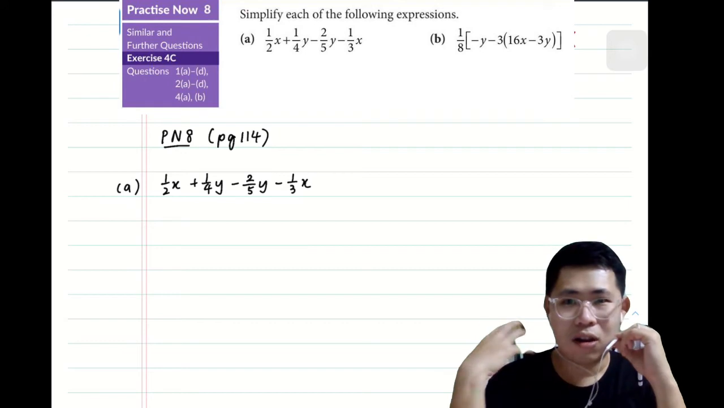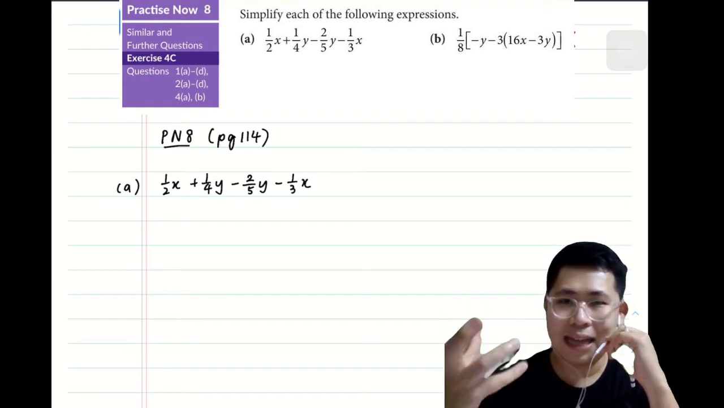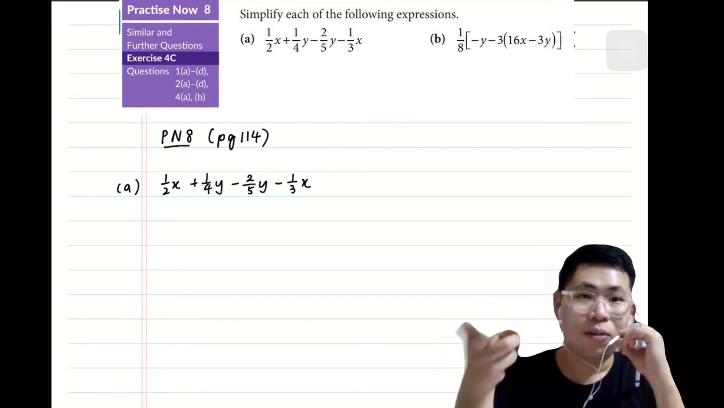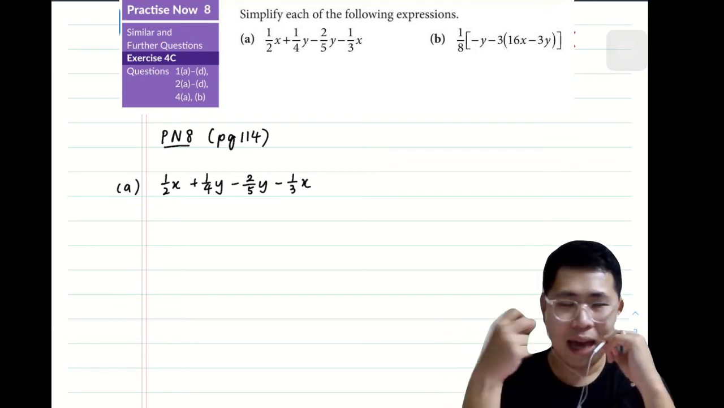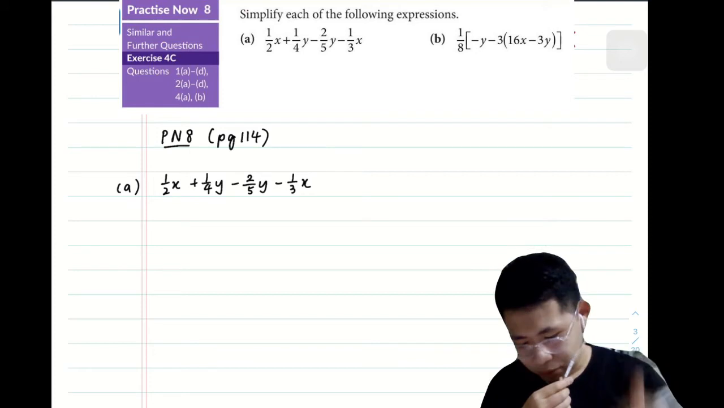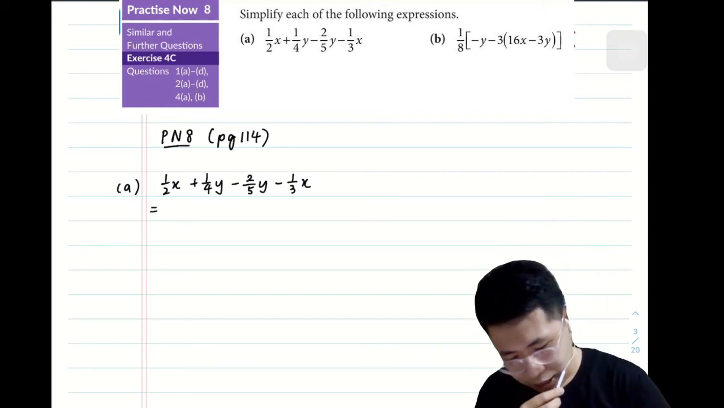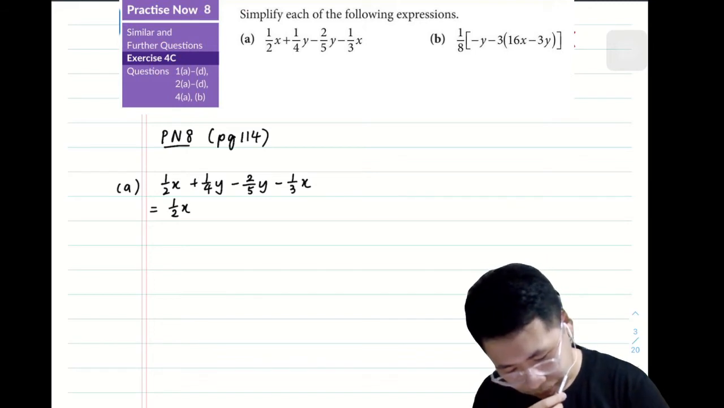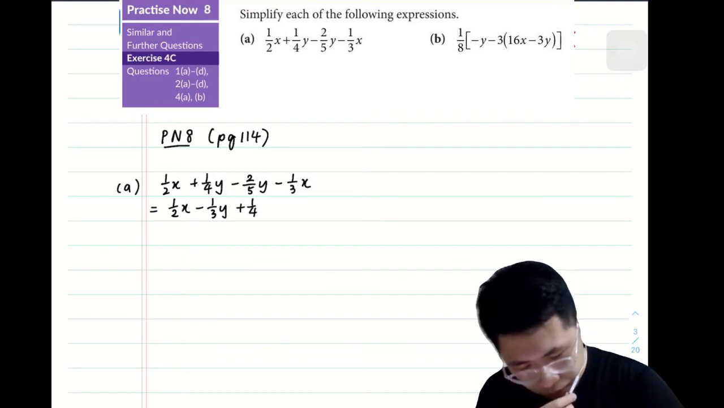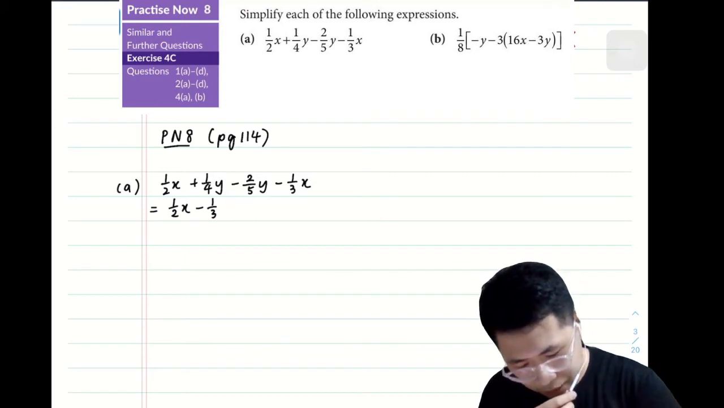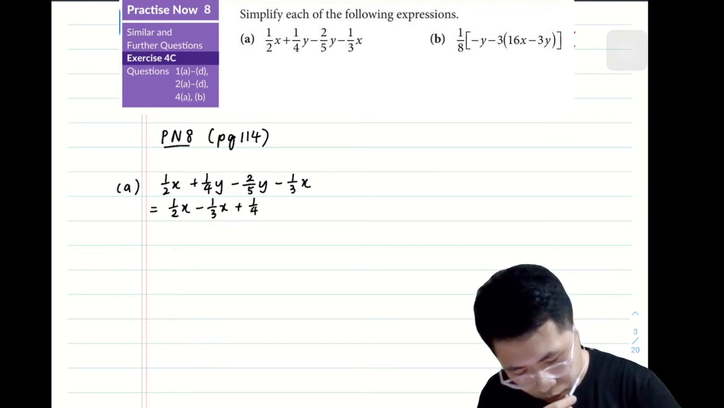So what is the concept that we learned last time? How do we add our x's and y's? We add the like terms. We add all the x's together, we add all the y's together. So what we can do is rearrange such that all my x's are in front and all my y's are behind.